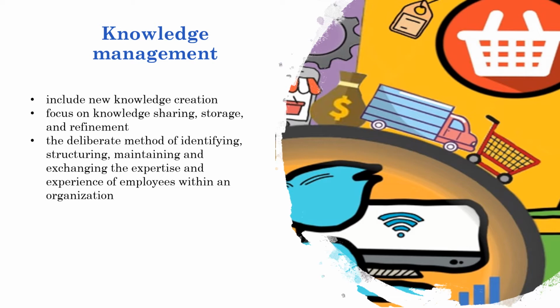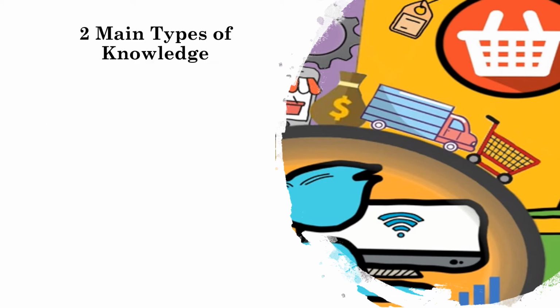Often, in referring to training and learning in the organization, knowledge management consists of cycles of creating, sharing, structuring, and auditing the knowledge, in order to maximize the effectiveness of the organization's collective knowledge. So that is knowledge management. Two main types of knowledge in knowledge management.